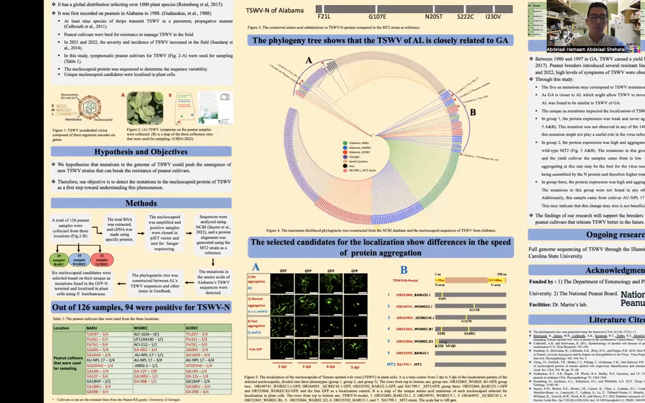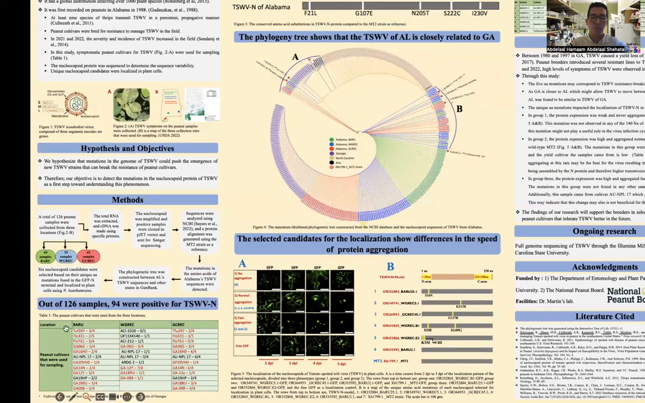As a result, we found 94 samples were positive out of the total collected, which was 126. This table shows us the cultivars that were sampled from each location. All the cultivars listed in red come from the Peanut Rx, and some of them are listed as resistant, some as susceptible or tolerant.